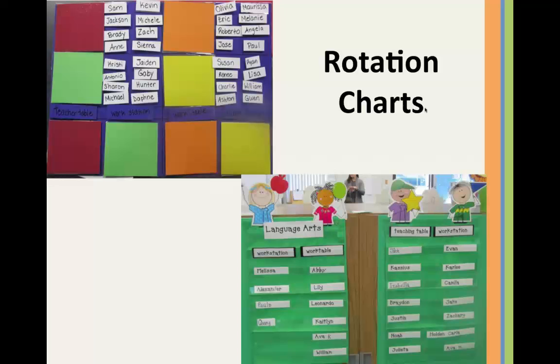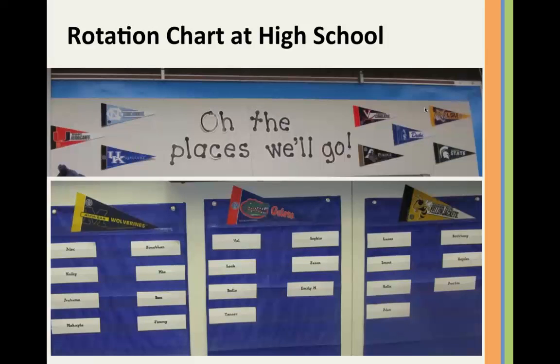I like having the names up there individually with Velcro. Just put a strip of Velcro back there, because then you can do flexible grouping as you look at your data. Again, there's another one on the right. They're showing their groupings and where they're going. Rotations look different, but they operate the same. This would be a rotation chart at a high school where they're using college campuses and icons to mark their groups, but they still operate the same.